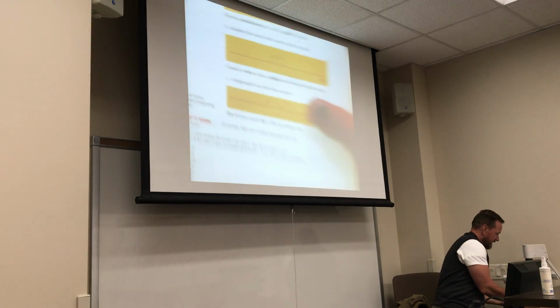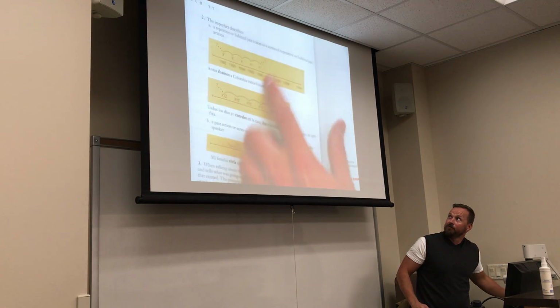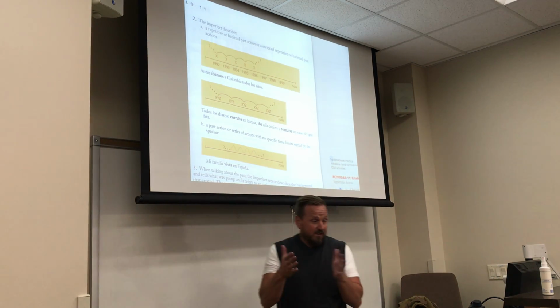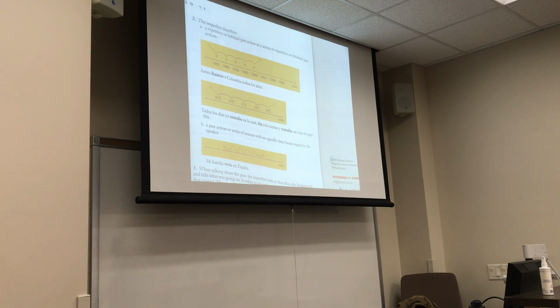So the imperfect, you see right here, in contrast, it's almost the same sentence. The first sentence was, en 1992, mi familia fue a Colombia. The imperfect describes repetitive or habitual past actions or a series of repetitive or habitual past actions. Antes íbamos a Colombia todos los años. When did it begin? We don't know. When did it end? We don't know. It's not stated. And that just means we used to go to Colombia every year.